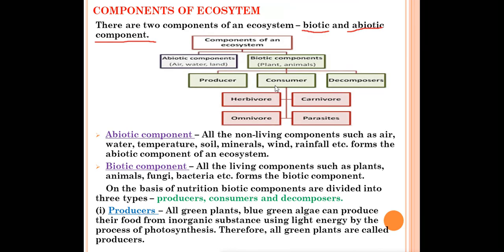Again we'll divide consumers into four types. Consumers are of four types: herbivores, carnivores, omnivores and parasites. What are herbivores? Herbivores are those animals which will eat only plants. Carnivores are those animals which will depend on other animals for their food, right? Omnivores are those animals which will eat both plants and animals, like for example human beings, man.